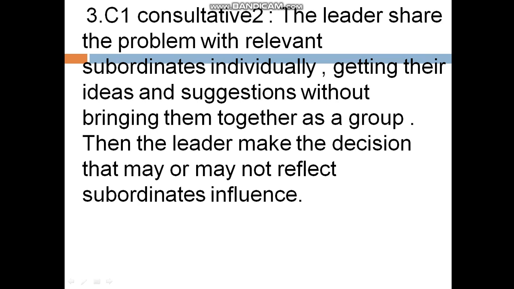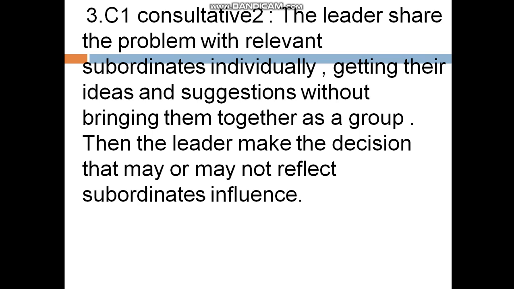The third decision-making structure is C1, consultative 2. Here the leader shares the problem with the relevant subordinates individually, not all the subordinates as a group, getting their ideas and suggestions from these relevant subordinates without bringing them together as a group. Then the leader makes the decision that may or may not reflect the subordinates' influence.